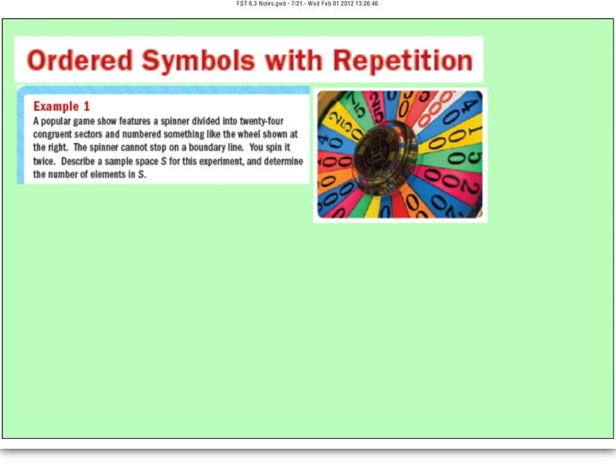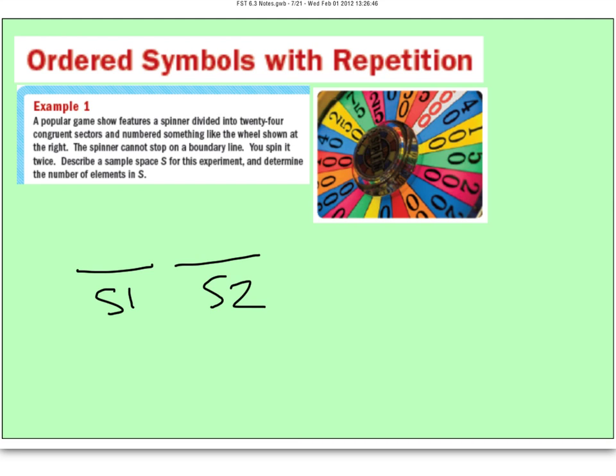So in this example, it looks like we're looking at the game Wheel of Fortune, where we have a spinner divided into 24 congruent sectors, numbered as we see at the right. You cannot land on the boundary lines, and we're going to spin it twice. So determine the sample space for this experiment and determine the number of elements in it. So the number of elements in the sample space, we're going to spin twice. So I have spin 1 and spin 2. And they didn't say anything about replacement, you just have to be logical.